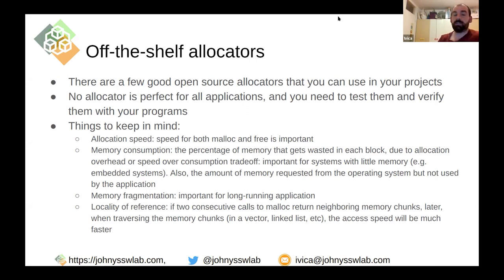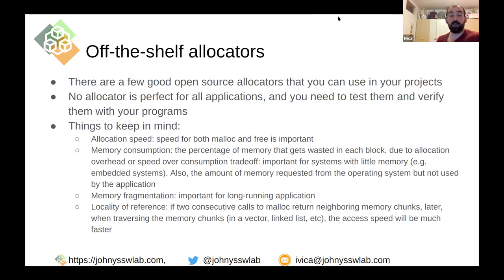Memory consumption. Some of the memory will get wasted because each block has some metadata related to it. That's one thing. Also, it sometimes happens that the allocator allocates a large block of memory, but it is unable to provide that memory back to the application. And then you have wasted memory. Some allocators are more memory consumption oriented, not speed. For example, in embedded systems we don't have a lot of memory. Also, the problem of memory fragmentation is important for all long-running applications.